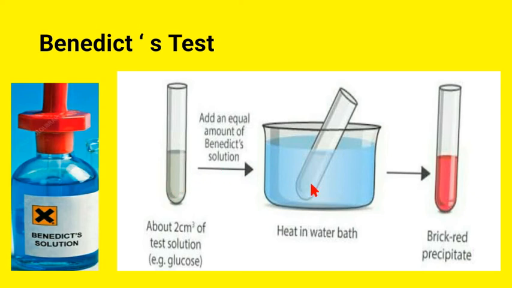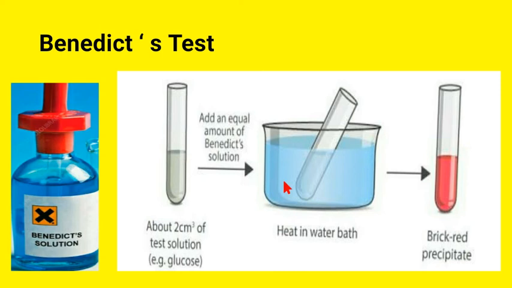After addition, we're going to keep it in the water bath. We're going to heat it in the water bath for like 2 minutes, or we can heat it directly on the tripod on the burner. So if it changes its color to brick red precipitate, then it means that glucose is found in excess quantity.